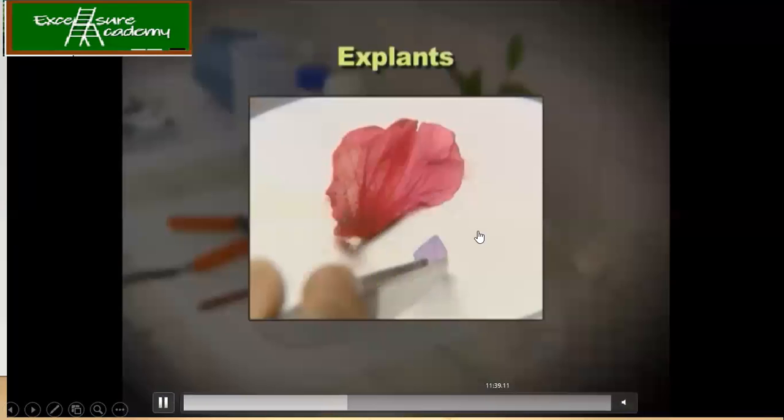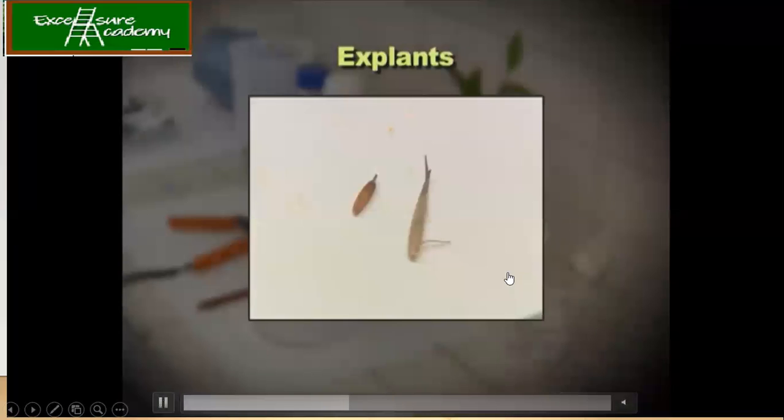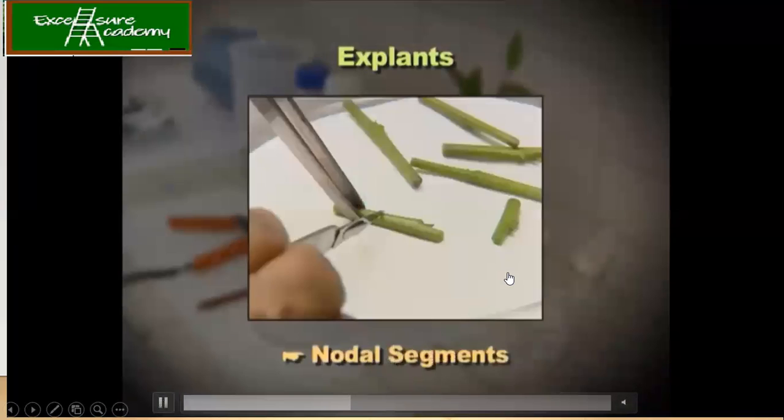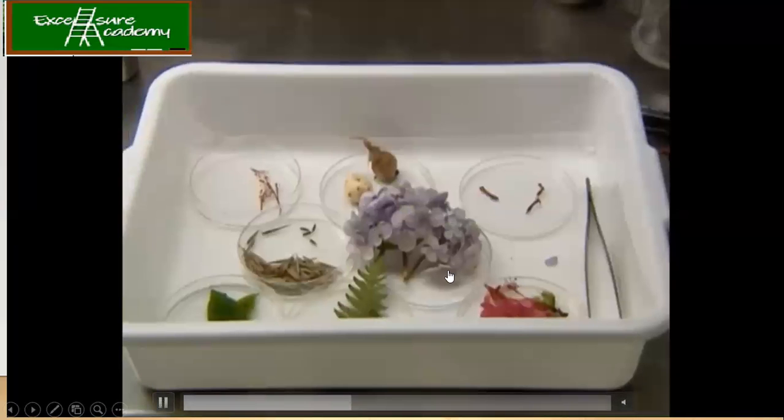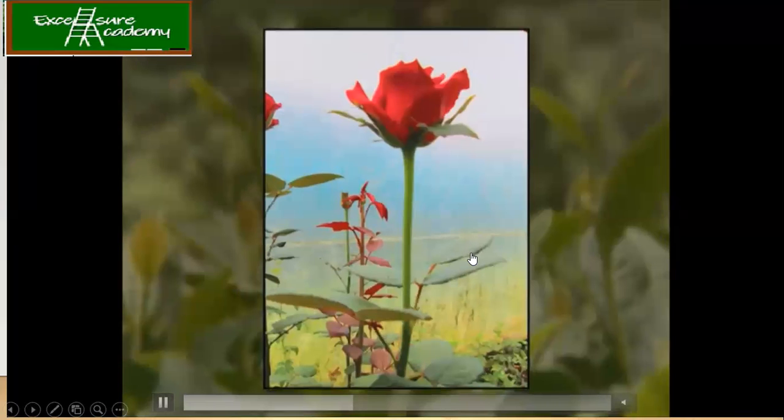Now these are the explants. It can be leaves, flower buds, ovaries, seeds, stamens, anthers, anything it can be. So any portion of the plant can act as your explant.